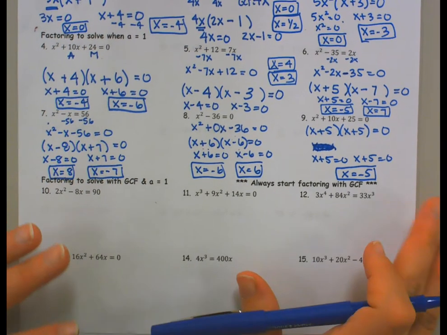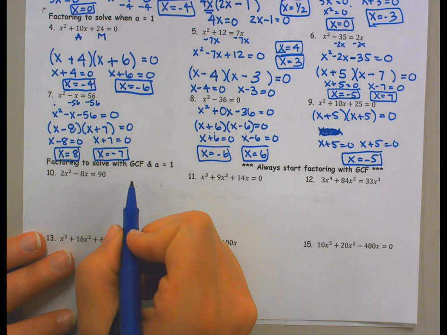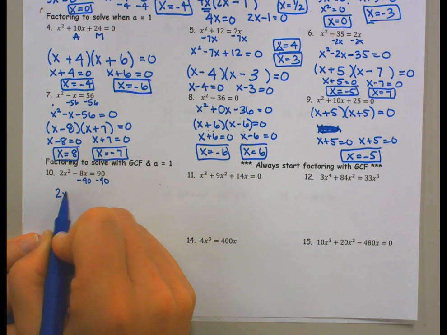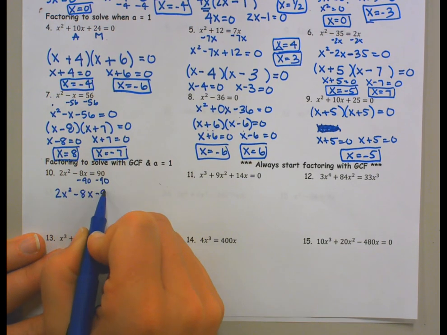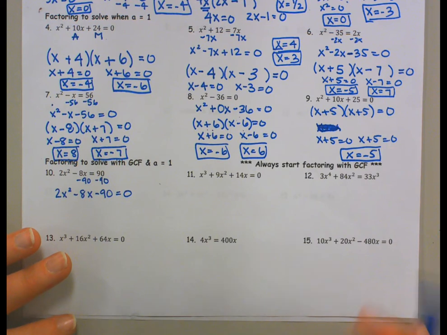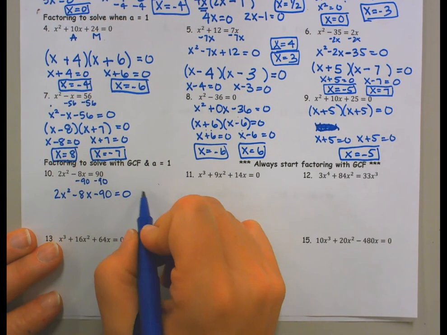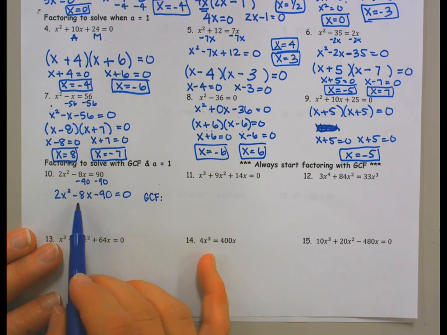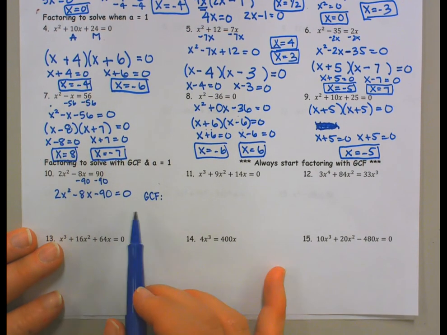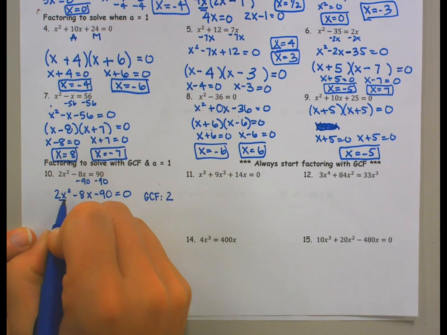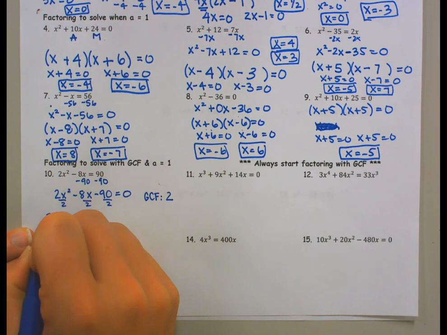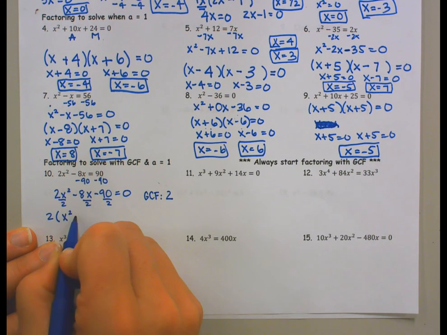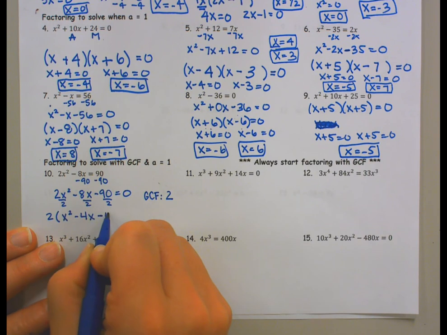So if we look at number 10, the first thing I'm going to want to do is move everything to the same side. So if I move my 90 over, I have 2x squared minus 8x minus 90 equals 0. Now, before I start factoring, I always want to check to see if there's a GCF that I could factor out. In this case, between 2x squared, negative 8x, and negative 90, they're all even numbers. That means I could divide a 2 out from each term. That's just going to make factoring easier for us. So when I divide out that 2, I get x squared minus 4x minus 45.